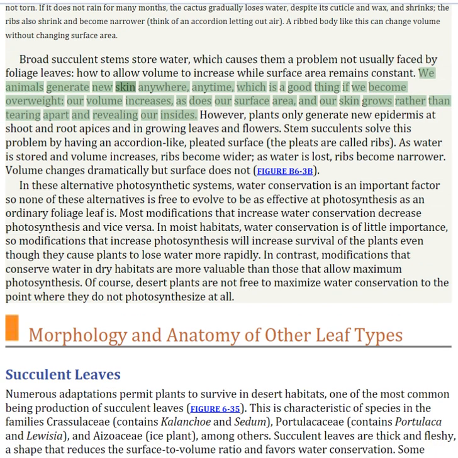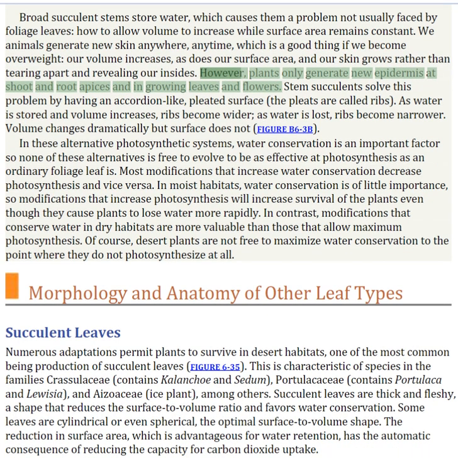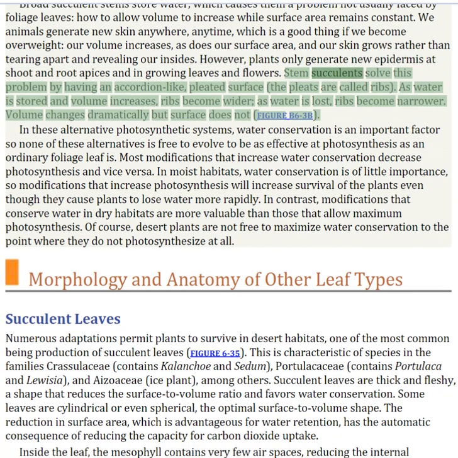We animals generate new skin anywhere, anytime, which is a good thing. If we become overweight, our volume increases, as does our surface area, and our skin grows rather than tearing apart and revealing our insides. However, plants only generate new epidermis at shoot and root apices and in growing leaves and flowers. Stem succulents solve this problem by having an accordion-like, pleated surface. As water is stored and volume increases, ribs become wider. As water is lost, ribs become narrower. Volume changes dramatically but surface does not.